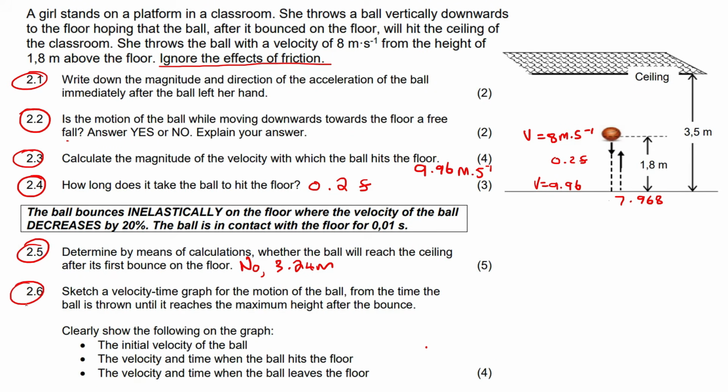Now, this one says, sketch a velocity time graph for the motion of the ball from the time the ball is thrown until it reaches the maximum height after the bounce. Clearly show the following on the graph. Okay, and then we'll make sure we show all of these things.